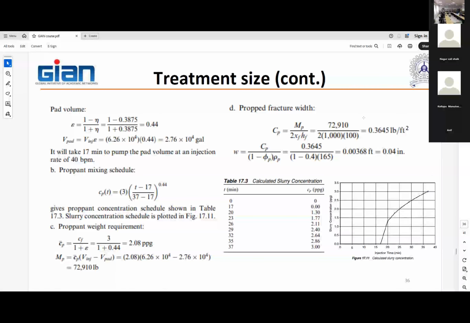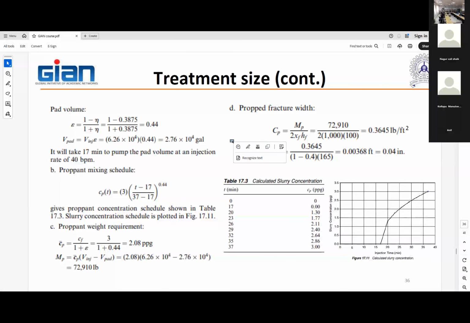So this is the amount of proppant per foot square of fracture, and you divide this by 2.2, you can get it in kg. So almost like about 150 grams of proppant per foot square, something like that. Okay. So now finally you need to calculate fracture width.